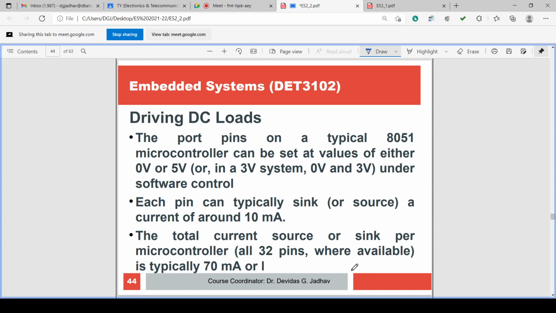Now some other technical details are there. Driving the DC load is there. The port pins on the typical 8051 microcontroller can be set at values of either 0 or 5 volts, or in a 3-volt system it is 0 or 3 volts, under software control.